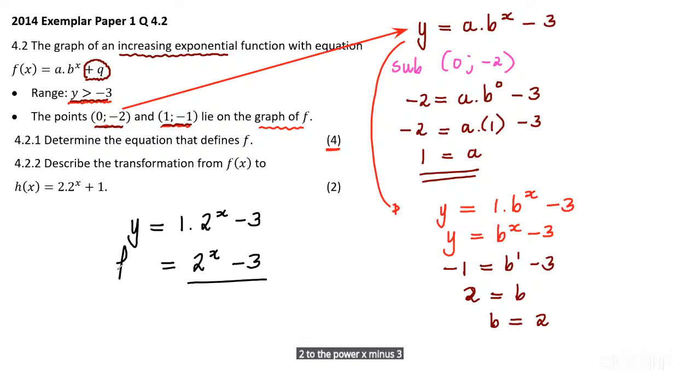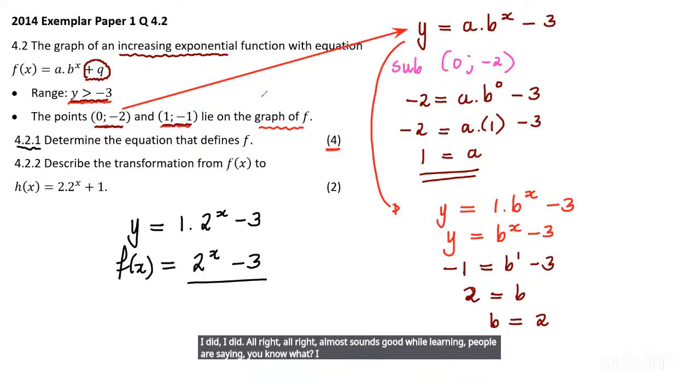This is 4.21. Did you get it or did you not? Did you or did you not? Hey, I did. All right. Almost sounds good while learning. People are saying, you know what? I'm getting there, somewhere there. I'm winning. I see my mistakes. I'm learning. And that's a great thing that you're doing.